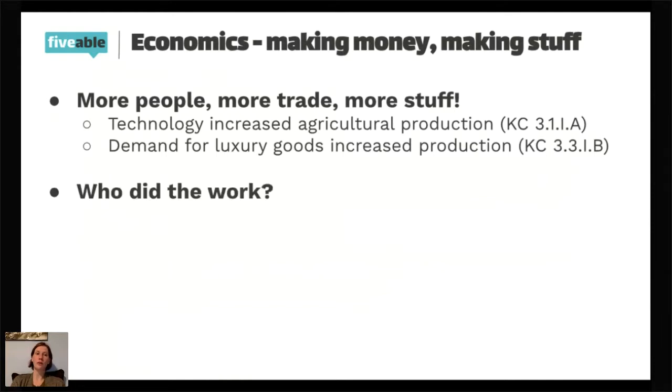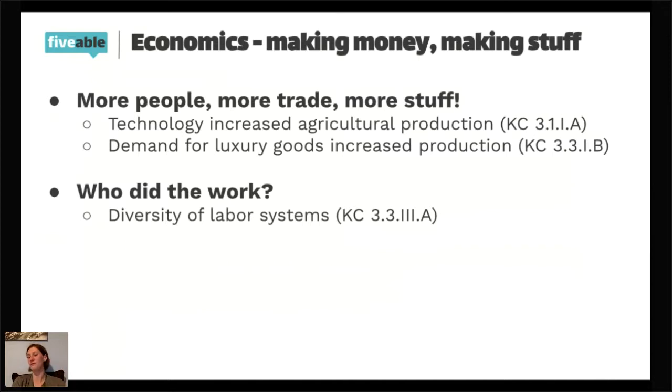And the big final thought with all of this is, who did this work? If we're making all of this stuff to trade and get fabulously wealthy, who's doing all of this work? And the trick of it is there's a diversity of labor systems. So we have free peasant agriculture in places like Western Europe. We have nomadic pastoralism, like the Mongols, craft production and guild organizations. So in cities, we see people banding together and creating organizations to protect people who do similar work. So there might be a blacksmith's guild or a potter's guild or things like that.